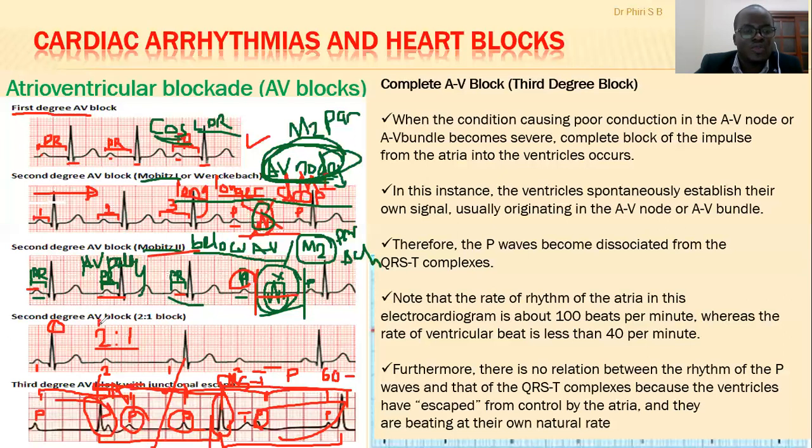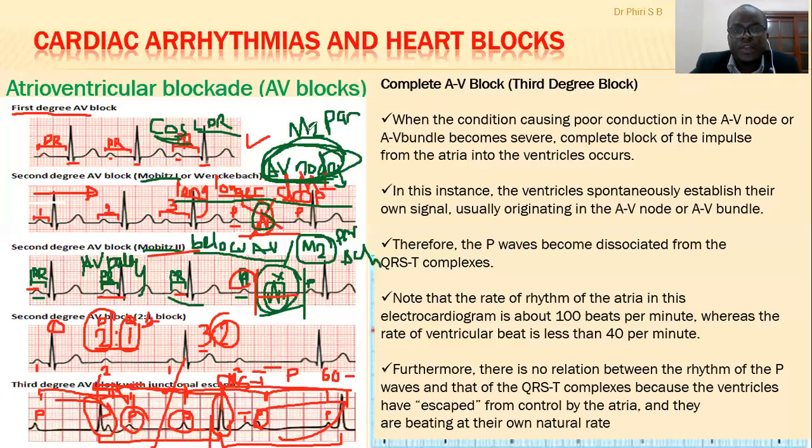So it means you have 2 P waves, then only 1 QRS complex. So it's Mobitz type 2, but 2 to 1, meaning that for every 2 P waves, you only have 1 QRS complex. Sometimes you can have a 3 to 2 second degree AV block. So 3 to 2 is whereby you have 3 P waves with only 2 QRS complexes. So you can also classify in such a way.